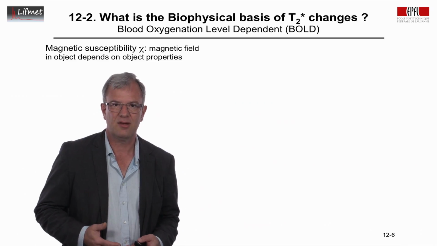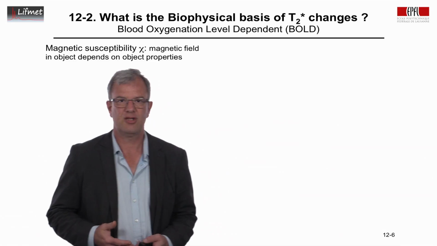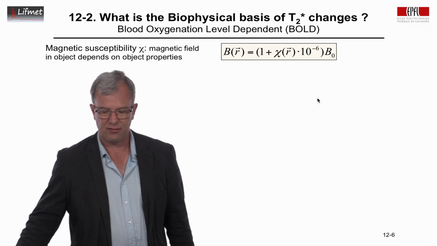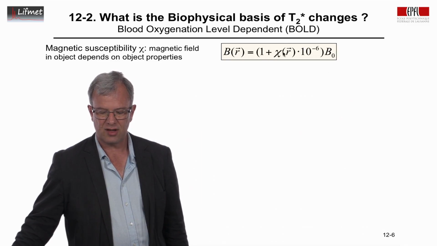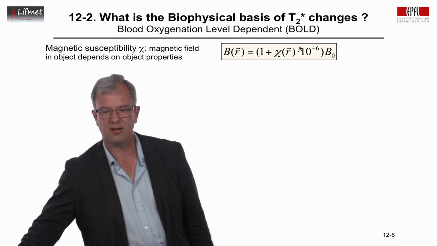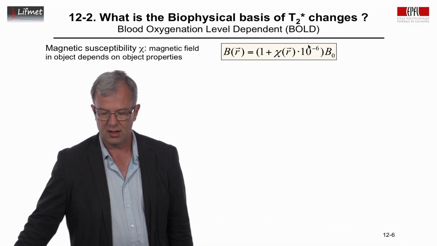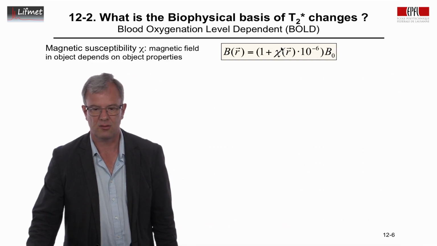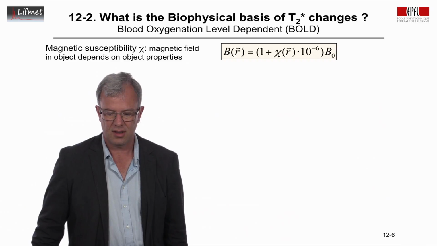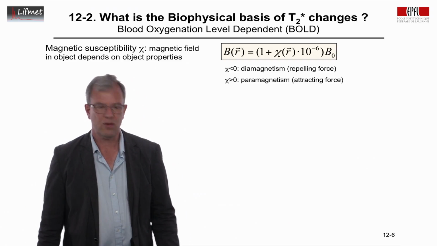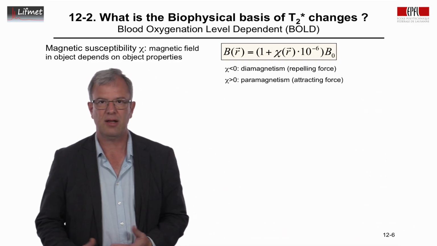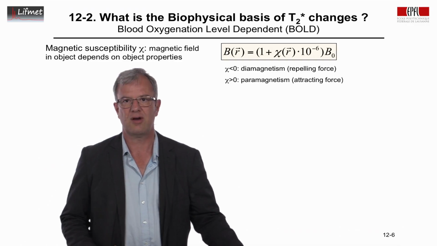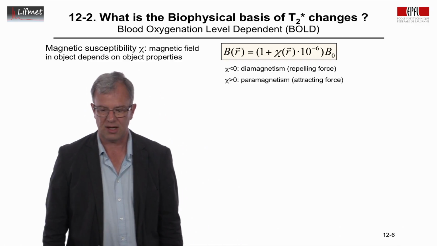We know from magnetism that the magnetic field in an object depends on the object's properties. So the magnetic field inside the object is linked to the externally applied magnetic field B0 through the susceptibility. You can see this is multiplied by 10 to the minus 6, so the susceptibility here is given in ppm. So it is a relatively small effect. The major effects that we're looking at are diamagnetism, which is a repelling force, and paramagnetism, which is an attracting force. It has to do with interactions between the atoms and the external magnetic field.